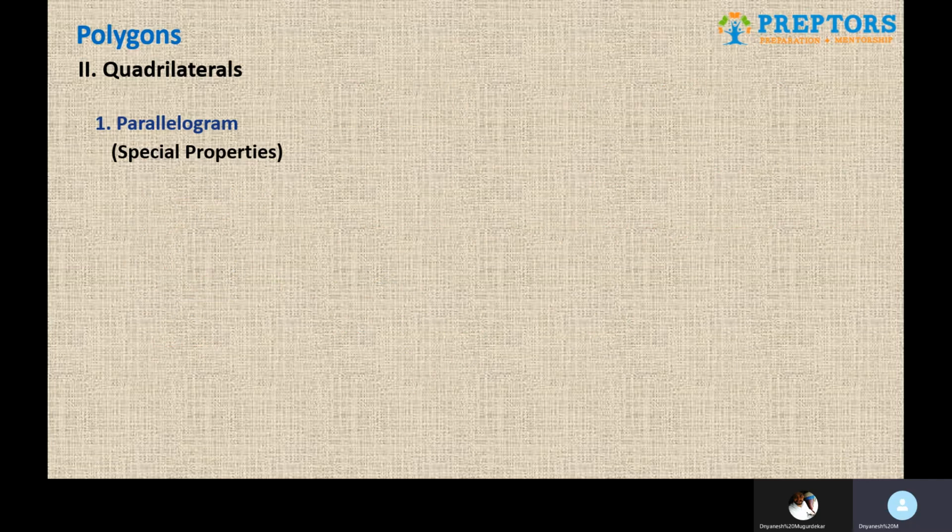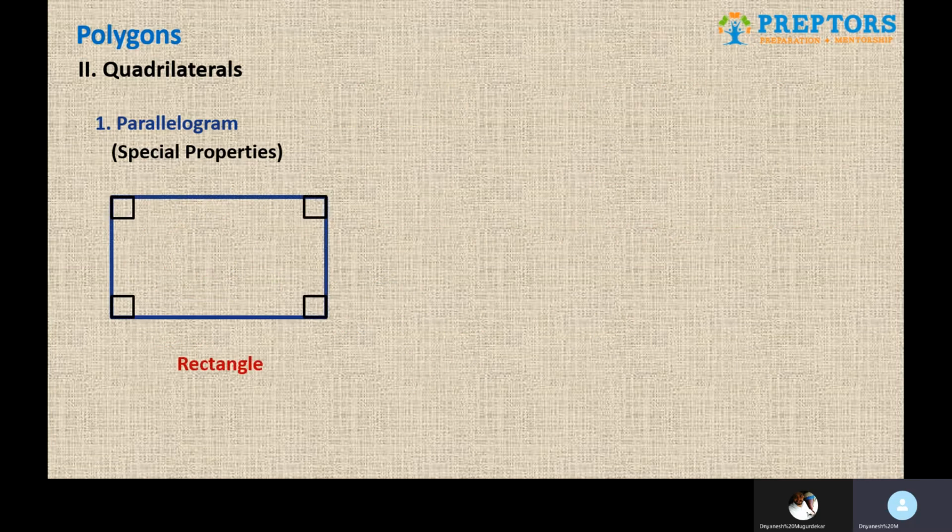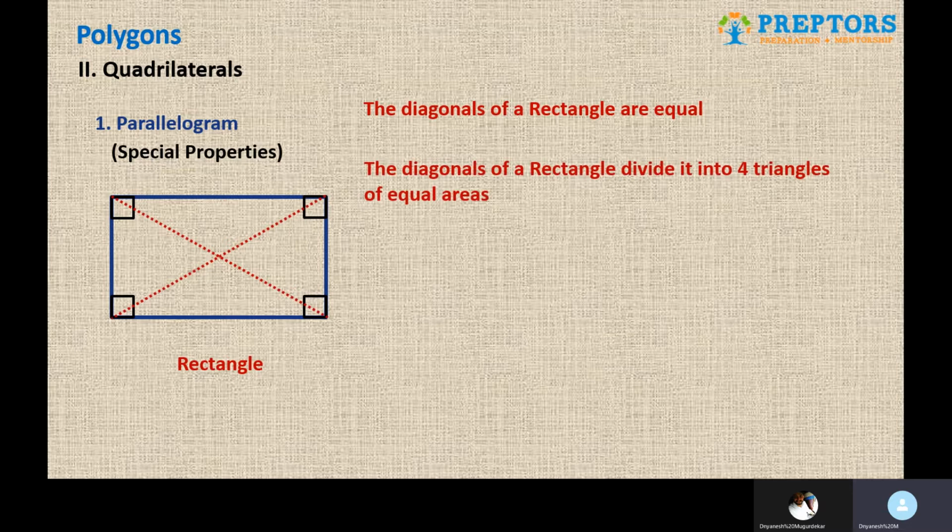The second classification of parallelogram, when all the angles are equal, we get a rectangle. The properties of rectangle: the diagonals are equal, but they are not perpendicular to each other. And the four triangles that we get because of the diagonals of the rectangle, they will have equal areas. These four triangles will have equal area.